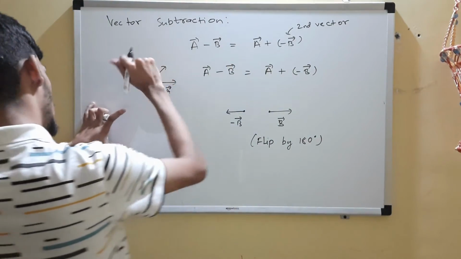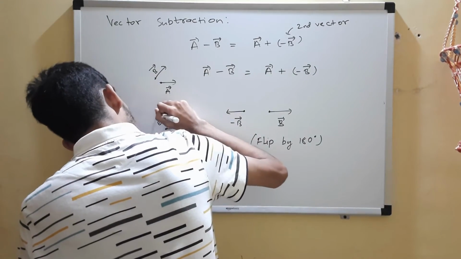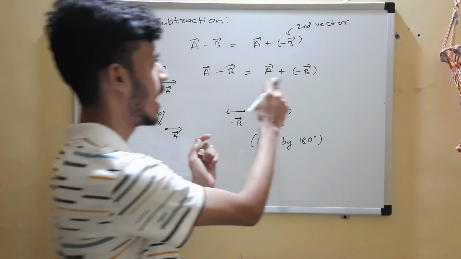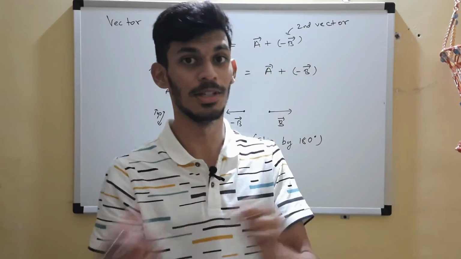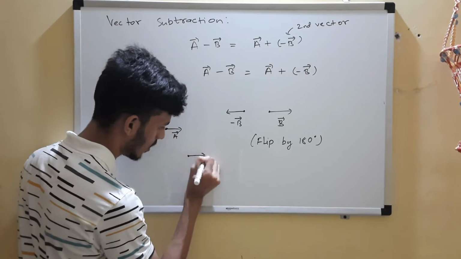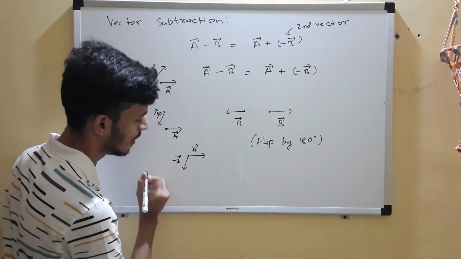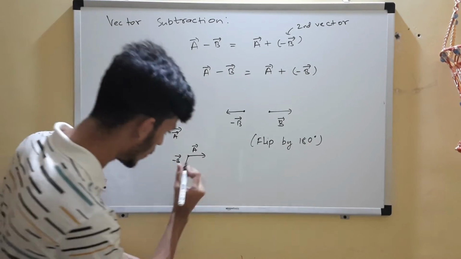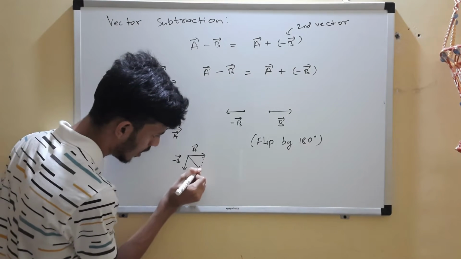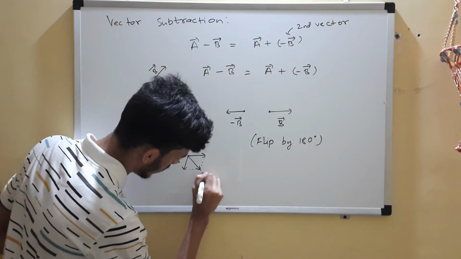Vector minus b, flip it by 180 degree. So you got vector a and vector minus b. Now you have to add both, vector a plus vector minus b. So add these two. How will you do that? Use any of your laws, triangle, parallelogram. So I will use parallelogram law. So this is how the resultant should look like. Resultant will be a minus b.